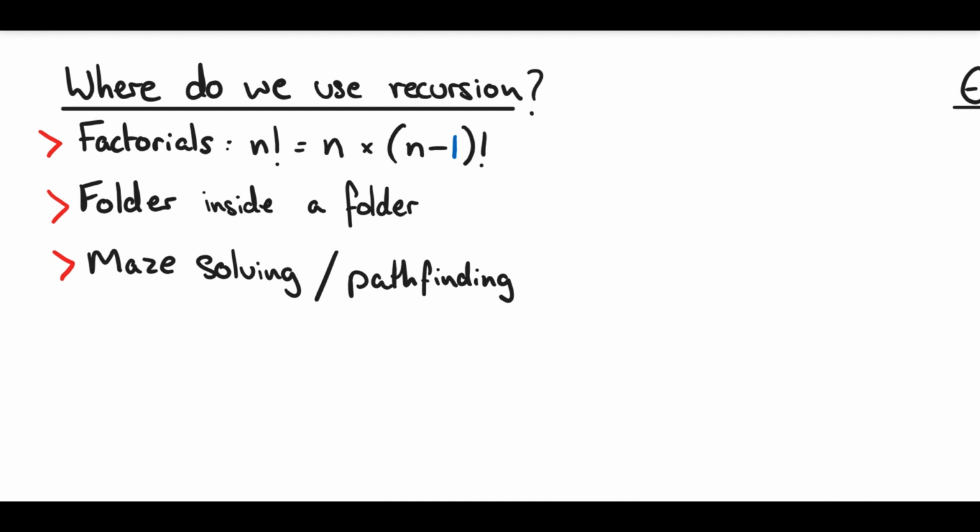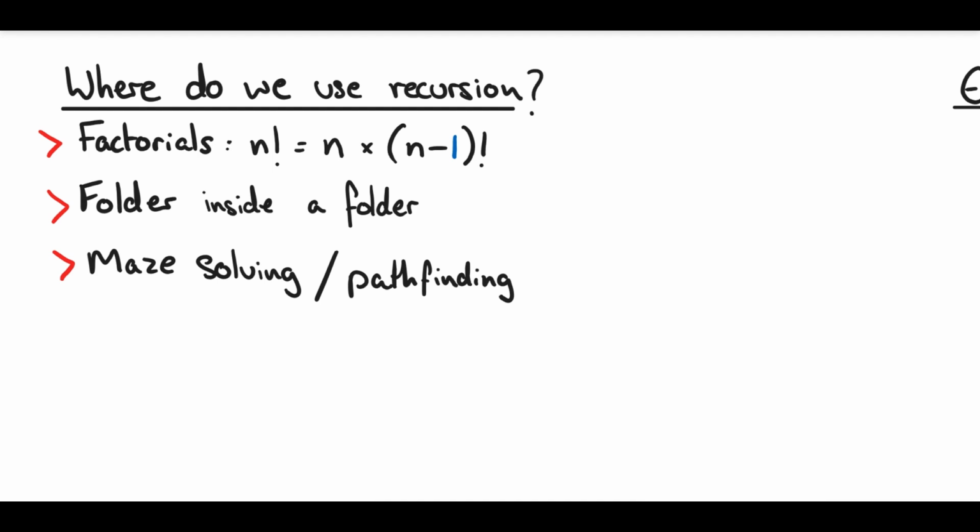A classic example is calculating a factorial. If you remember from math, factorial of n is defined as n times factorial of n minus 1. That's a recursive definition. The function literally refers to itself. That makes it the perfect candidate for recursion.